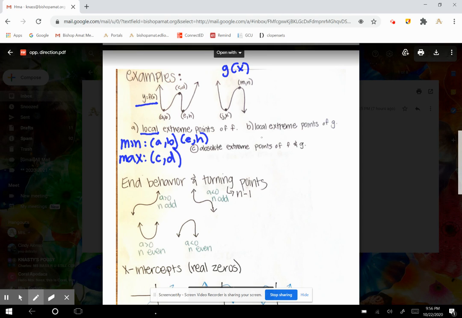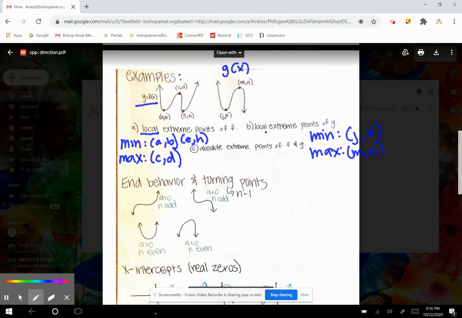Okay, now let's go to B. Find the local extreme points of G. Well, G, again, let's talk about our minimum. Down at the bottom, the points are J and K. And maximum, up at the top, M and N. Okay, so now C says, where are the absolute extreme points of F and G?